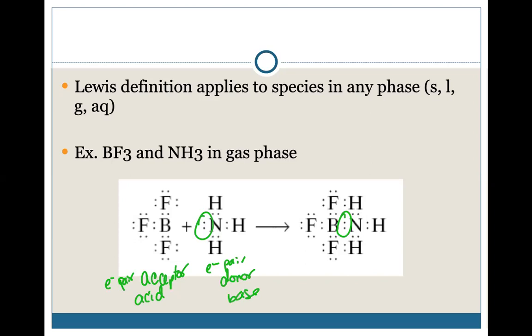And just again, to practice with the other definitions, this is all in gas phase. So Arrhenius cannot apply because Arrhenius only applies to aqueous solutions. And Bronsted-Lowry does not apply as well because there is no donating of protons. It's just electron pairs. So Lewis is the only definition that applies here.